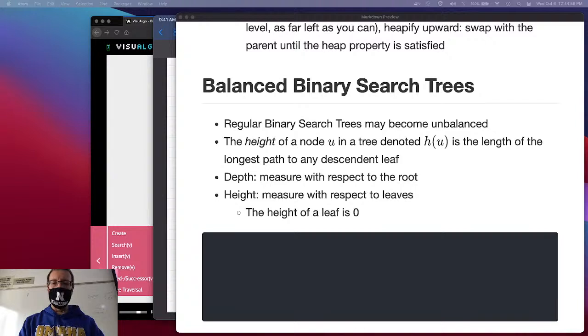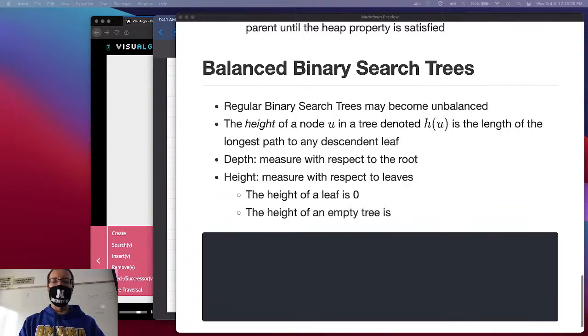The height of an empty tree is dot, dot, dot. Zero. Well, you got to be careful. Then how do you disambiguate it between a leaf and an empty tree? True. Would it be -1 then? -1, right? By convention. That just makes everything work out fine, right?